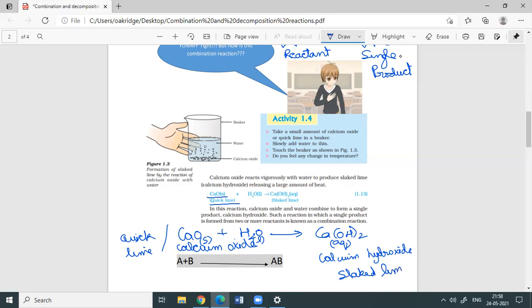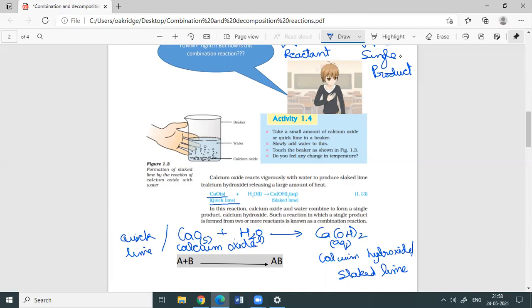Whenever you get a single formula with two or three names, I recommend you write it in the back of your notebook where you're making notes, so that at the end of the lesson or whenever you're doing revisions, it will be quickly visible to you. If somebody asks you what is quicklime, you can just turn your book backside and tell them it is calcium oxide. Calcium oxide is quicklime, whereas calcium hydroxide is slaked lime.